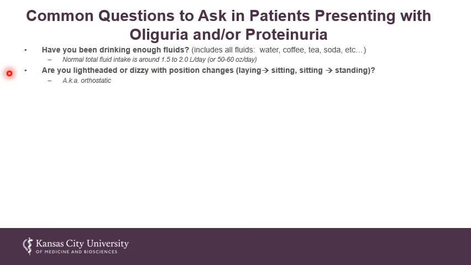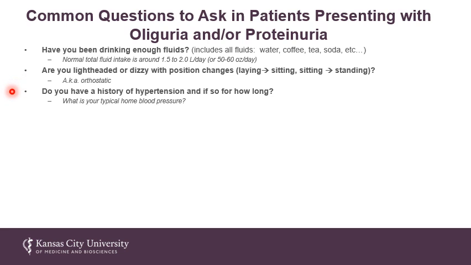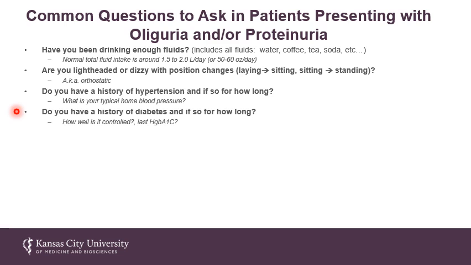Other questions that are helpful is you could ask the patient, do they have any signs of orthostasis, or are you lightheaded or dizzy with position changes? Do you have a history of hypertension? If so, how long? What's your typical blood pressure at home? Is it controlled? Is it not controlled? Do you take your medicines regularly? Do you have diabetes? If so, for how long? Is it controlled? What was your last A1C? What medicines are you taking? What other complications do you have? Do you have any retinopathy? If patients have diabetic retinopathy, which is a microvascular complication, they very likely have kidney disease, which is another microvascular disease.